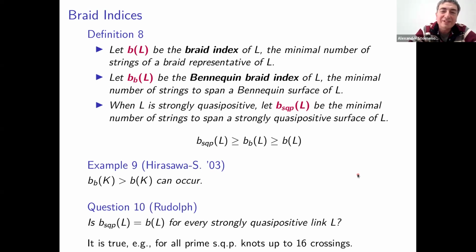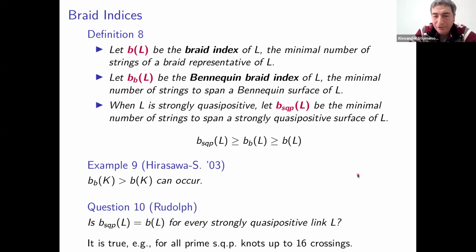And with Hirasawa some time ago, we gave some examples that the Bennequin braid index can actually be higher than the braid index. So this means you cannot span a Bennequin surface on a minimal strand braid. But there is this question of Rudolph whether the strongly quasi-positive braid index is actually equal to the braid index. So this means if the link is strongly quasi-positive, can you always span a strongly quasi-positive surface on a minimal strand braid?